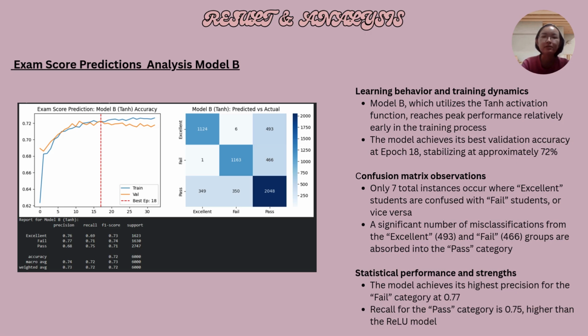72%. Model B performs especially well for the fail category, achieving the highest precision of 0.77, meaning its failure predictions are highly reliable. It also records a higher recall for pass at 0.75, showing better coverage of passing students. With an F1 score of 0.72, Model B proves to be a reliable classifier, particularly effective in identifying students at risk of failing while maintaining broad sensitivity across the dataset.